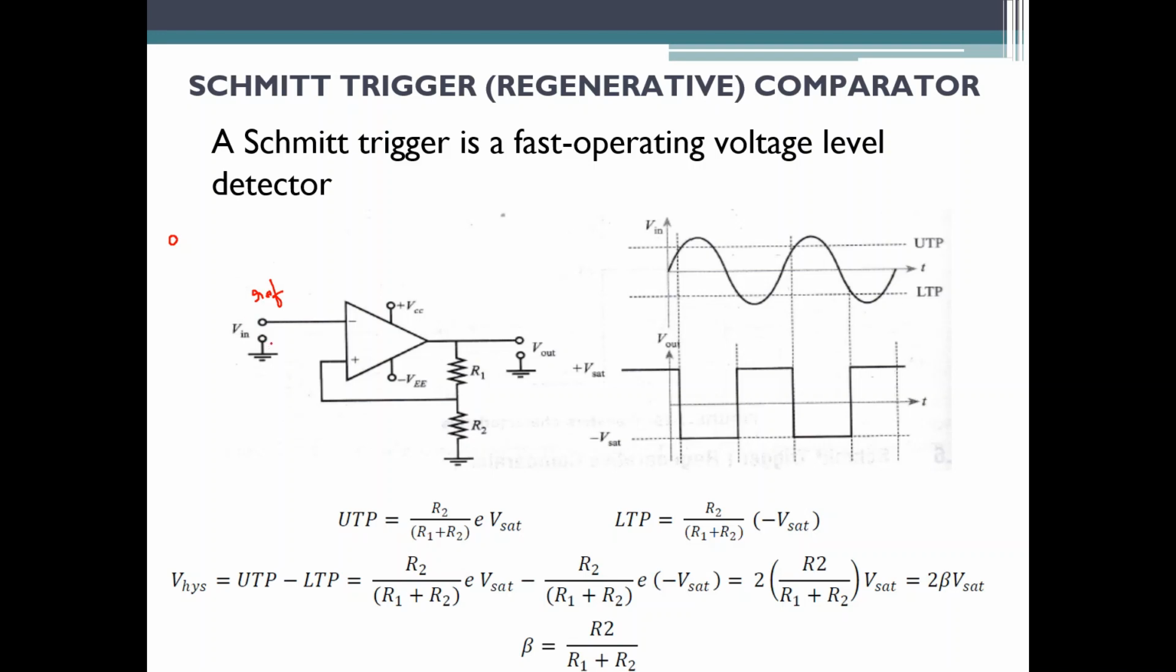Reference voltage is normally 0 here, and one more voltage is taken from the output side and fed to the input. So these two voltages are to be compared here. Basically, I am going to compare V reference, which is actually 0, with the V output.